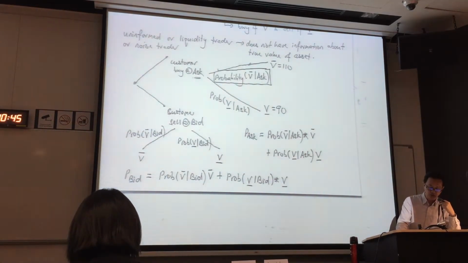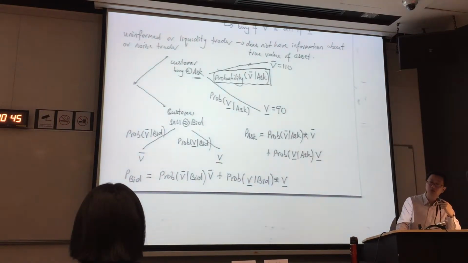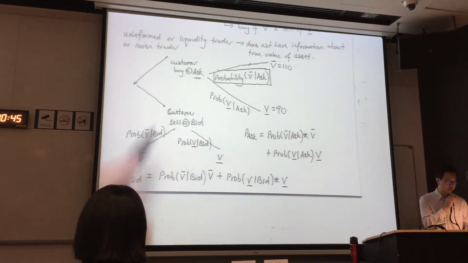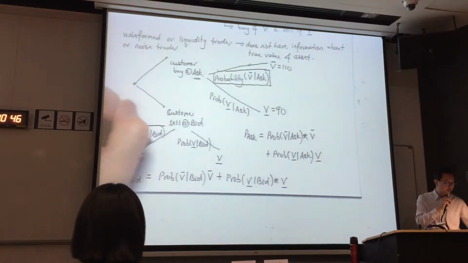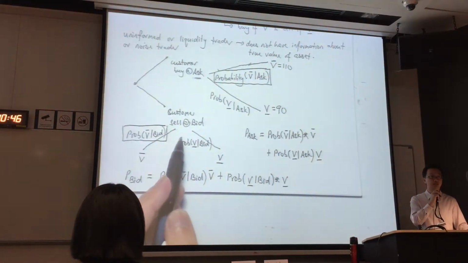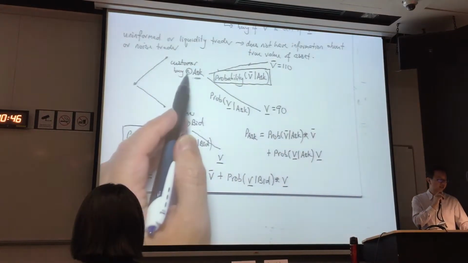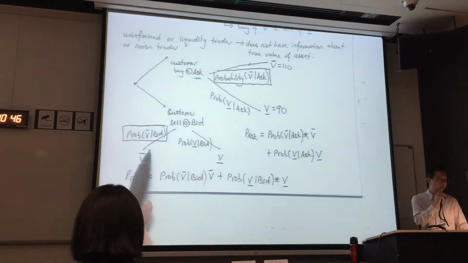These informed traders will only buy when the asset is worth a higher value, and they will only sell when the asset value is low. This is the thing that the market maker must take into account. So now we are trying to work out what this probability is. Similarly, this is the probability should the customer choose to sell, allowing the market maker to set the ask and the bid price accordingly.